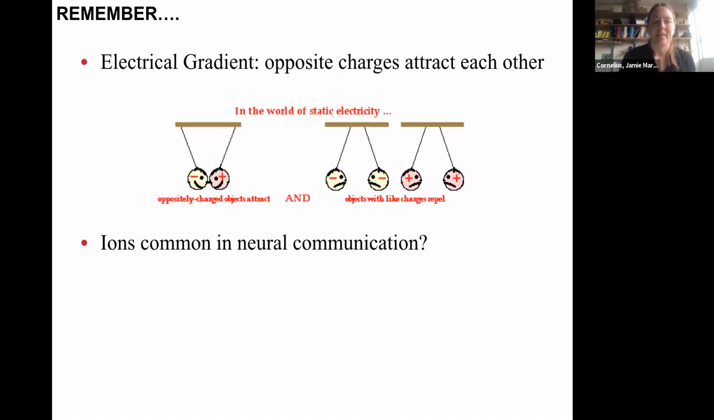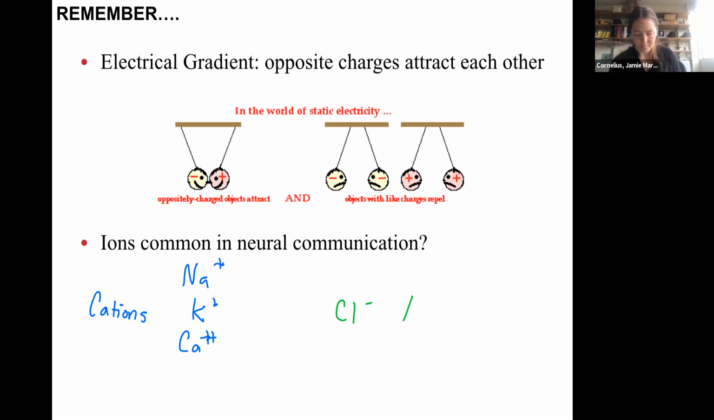So as a reminder, in an electrical gradient, opposite charges attract each other and like charges repel each other. And so we have ions common in neural communication. Sodium is a big one. That's the one that generates the action potential. Potassium is common, and calcium. Those are the cations, the positive ions, ions with a positive charge. And then you have anions, and the main one is chloride. That's an anion. Okay, so a cation is an ion that carries a positive charge, and anions carry a negative charge.